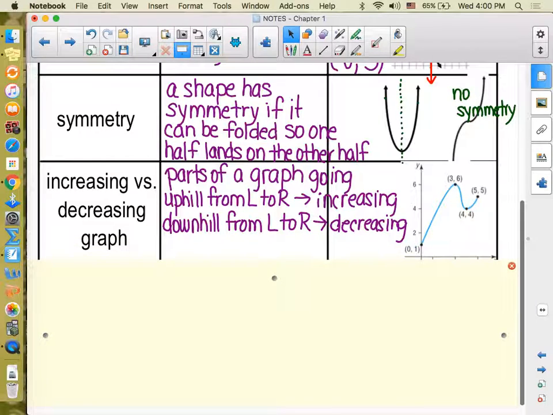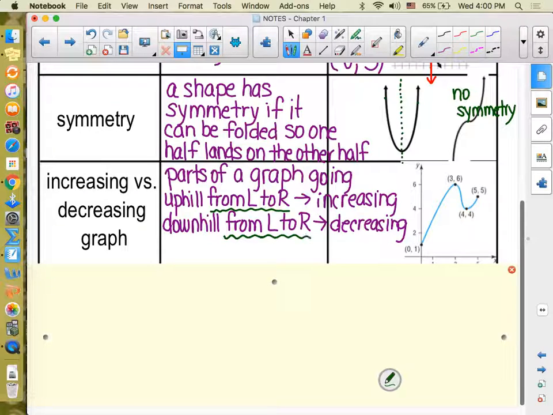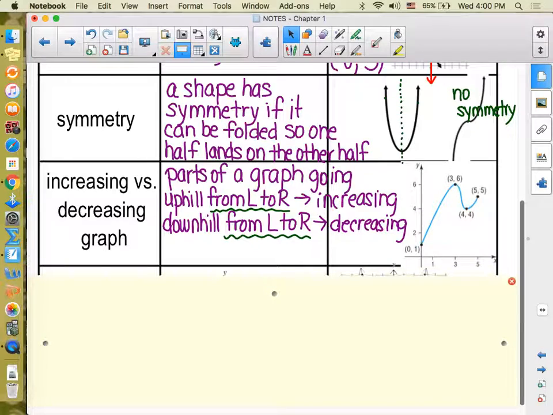Increasing and decreasing, they're going to ask where the graphs are increasing and decreasing, and it means exactly what you might expect. Part of a graph that's going uphill, but the important part is from left to right. So from left to right is how all this is determined. If it's going uphill from left to right, it's considered increasing. If it's going downhill from left to right, it's decreasing because those y values, those results, those outputs are coming down in number.